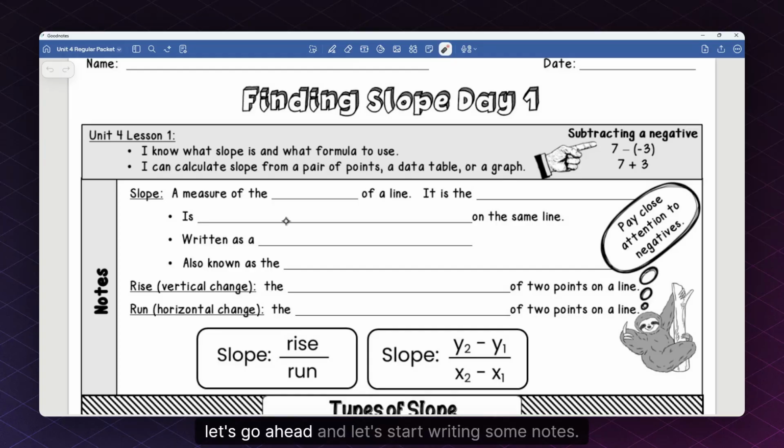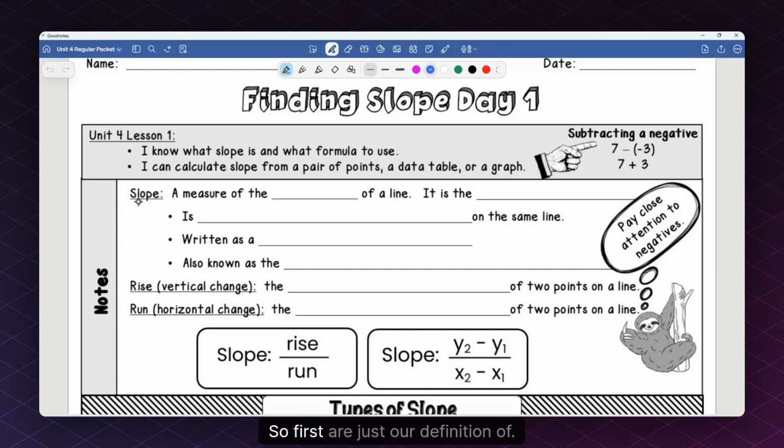All right, let's go ahead and start writing some notes. First, our definition of slope. You would have encountered this in math before now in pre-algebra, but slope is simply the steepness of a line. And so it is the ratio of rise to run.